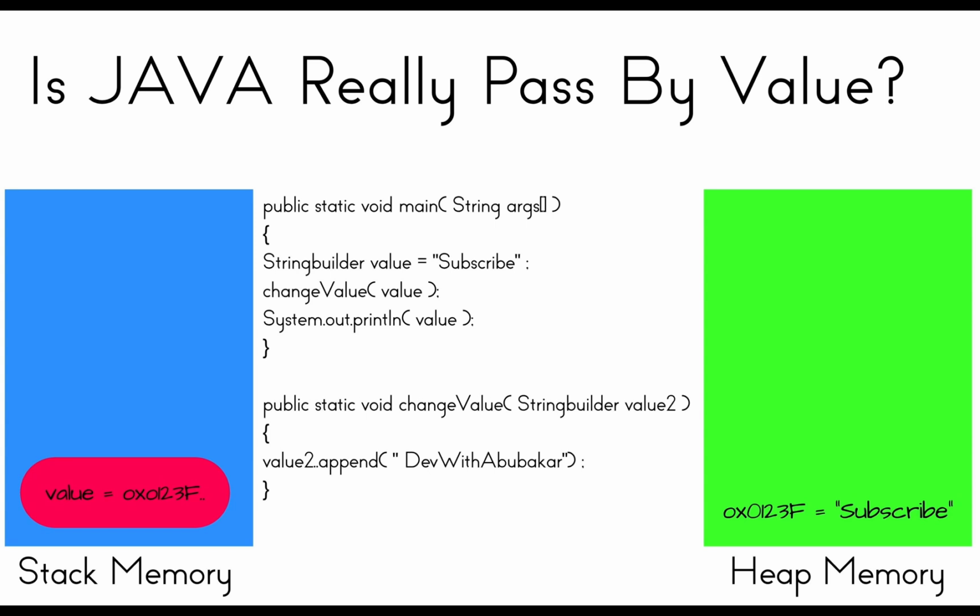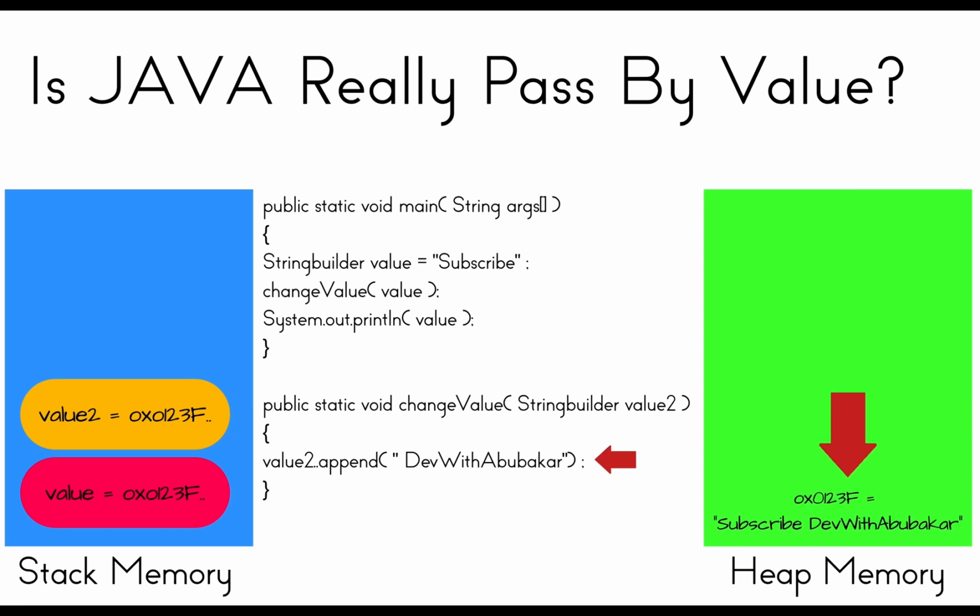So now, when our change value method is called this time, the value we are passing is not the actual value. It is the address of heap memory. And when we update on that address, the actual value changes. So it means Java is pass by value, and for objects and non-primitives, we get the address as a value.